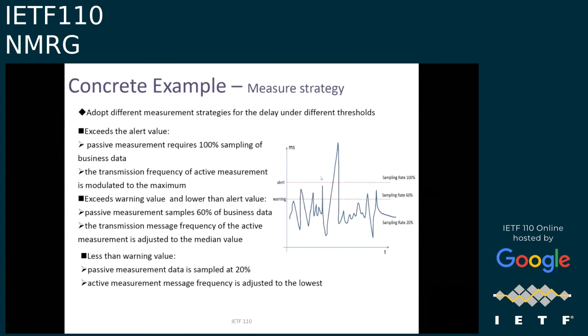But when the network delay exceeds the warning value but is lower than the alert value, passive measurement samples 60% of business data, the transmission message frequency of the active measurement is adjusted to the median value, and the running state data of some key devices in the network is collected. And when the network delay is less than the warning value, passive measurement data is sampled at 20%, the active measurement message frequency is adjusted to the lowest, and the running state of key network nodes is collected as needed. So these steps are all predefined, and we will adopt different strategies in different situations. Next slide, please.